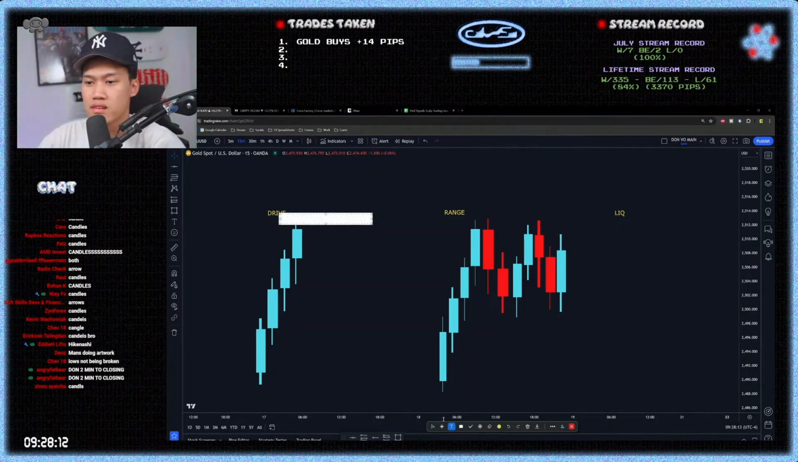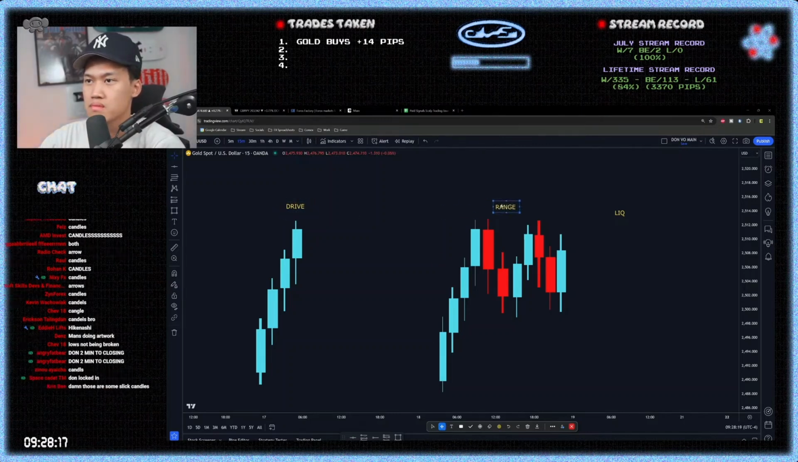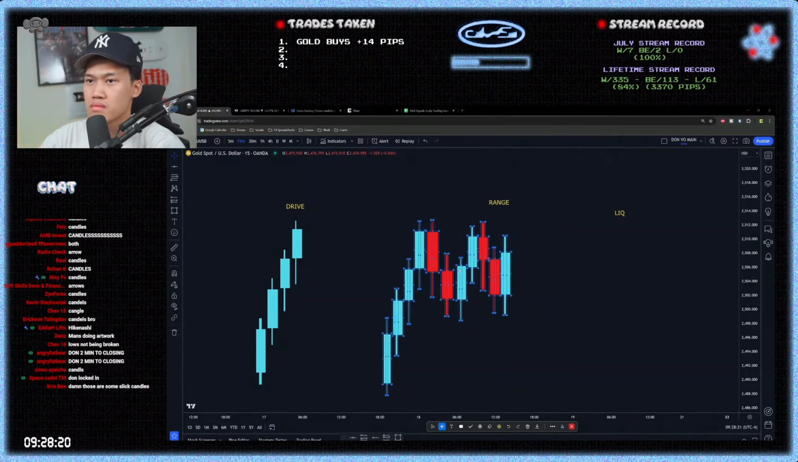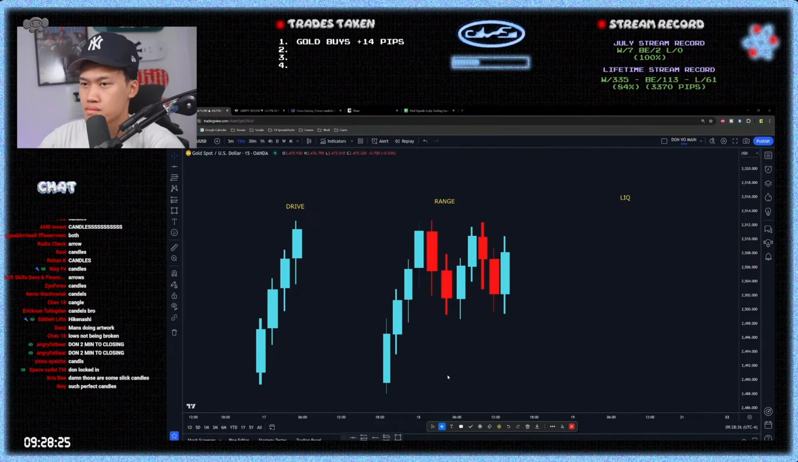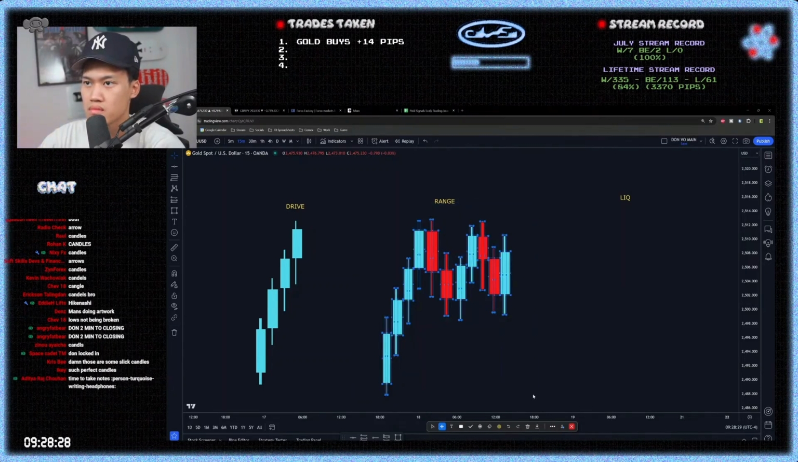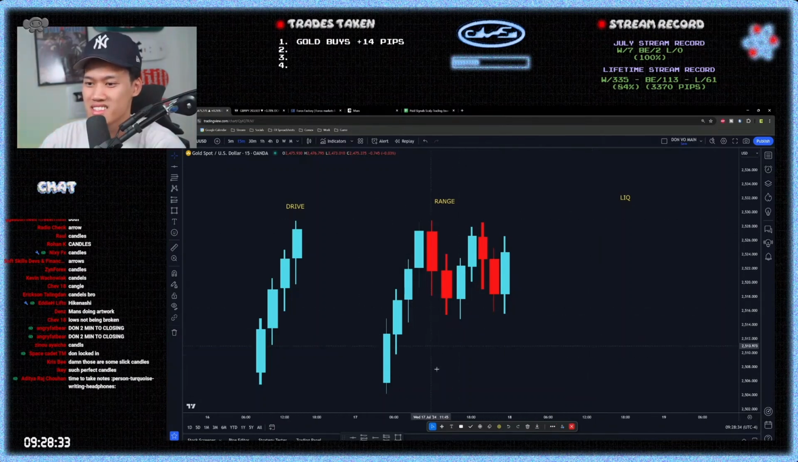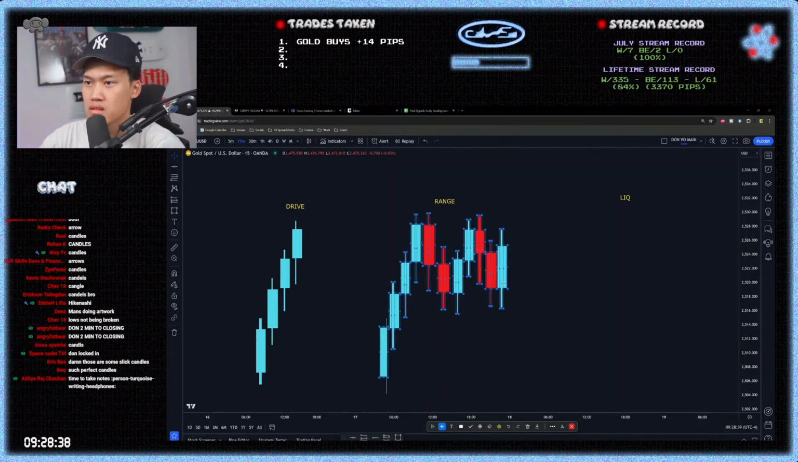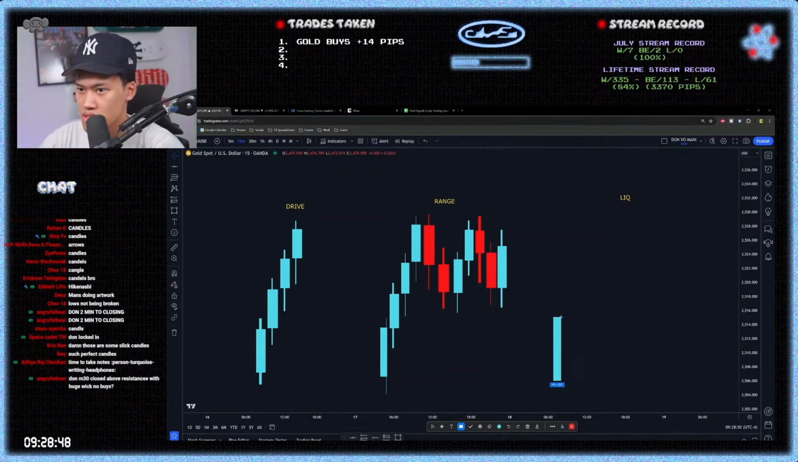So drive, range, liquidity. I can't copy and paste this. Nah, okay, that's cool. Then you have a range, liquidity. The liquidity will look something like this.